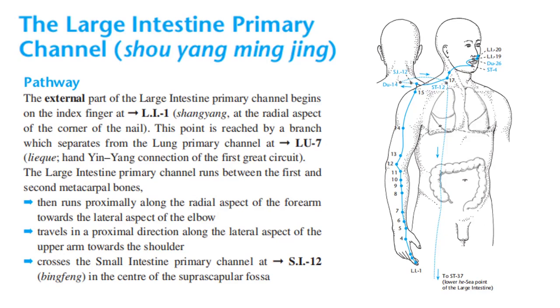The large intestine primary channel runs between the first and second metacarpal bones, then runs proximally along the radial aspect of the forearm towards the lateral aspect of the elbow. Travels in a proximal direction along the lateral aspect of the upper arm towards the shoulder. Crosses the small intestine primary channel at SI12 in the center of the suprascapular fossa.